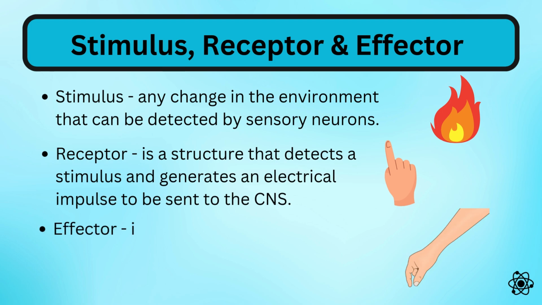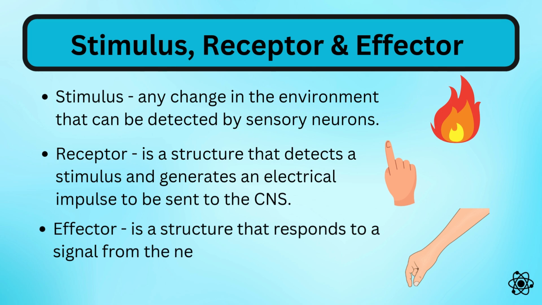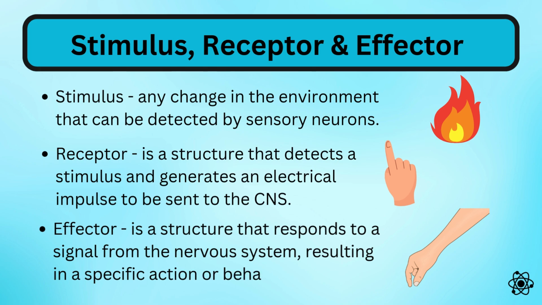An effector is a structure, often a muscle or a gland, that responds to a signal from the nervous system, resulting in a specific action or behavior. So, in this case, the effector will be the muscles of the arm, which will carry out the response by pulling the arm away from the fire.